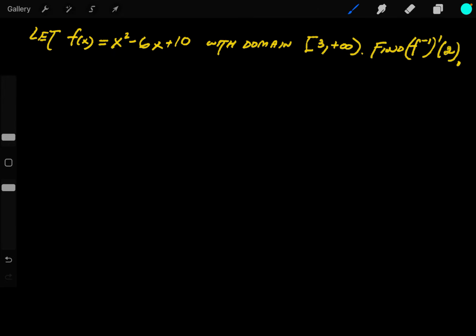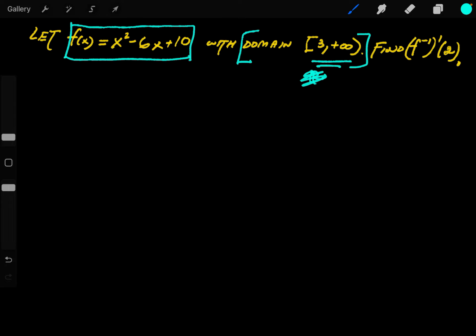Okay, so here we have a semi-tricky problem because we have to be really careful with this fact, given that they restrict this domain. Now, they give us this function, and they give us a restricted domain. It's not all of R. It's just from 3, including 3, to positive infinity. And they want us to find the derivative of f inverse at 2.